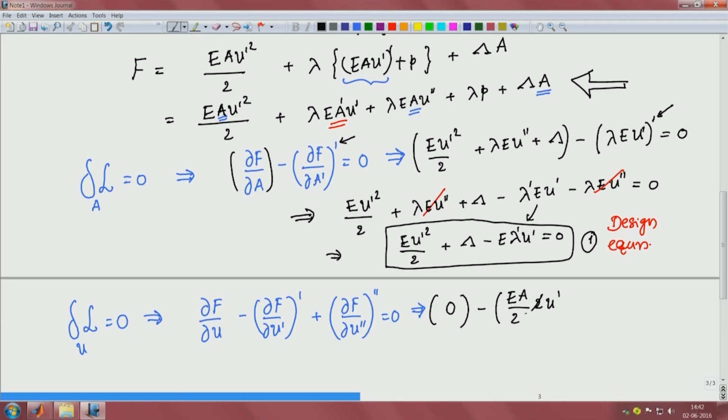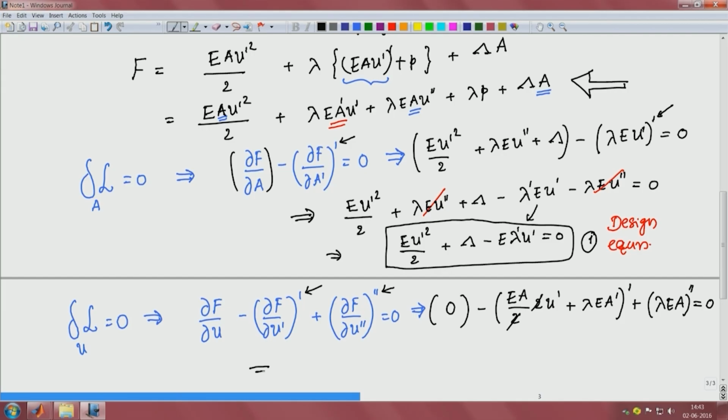So the 2 gets cancelled. So we have E A u prime, and then the other term will be lambda E A prime, and this should be the prime of that. And then dou f by dou u double prime will be lambda E A, and we have to take the double prime of that, and that should be equal to 0.